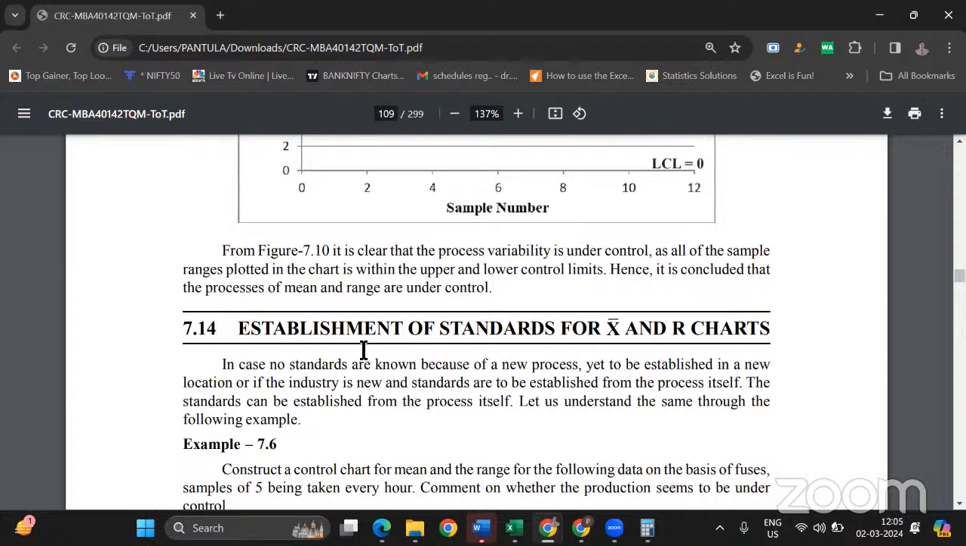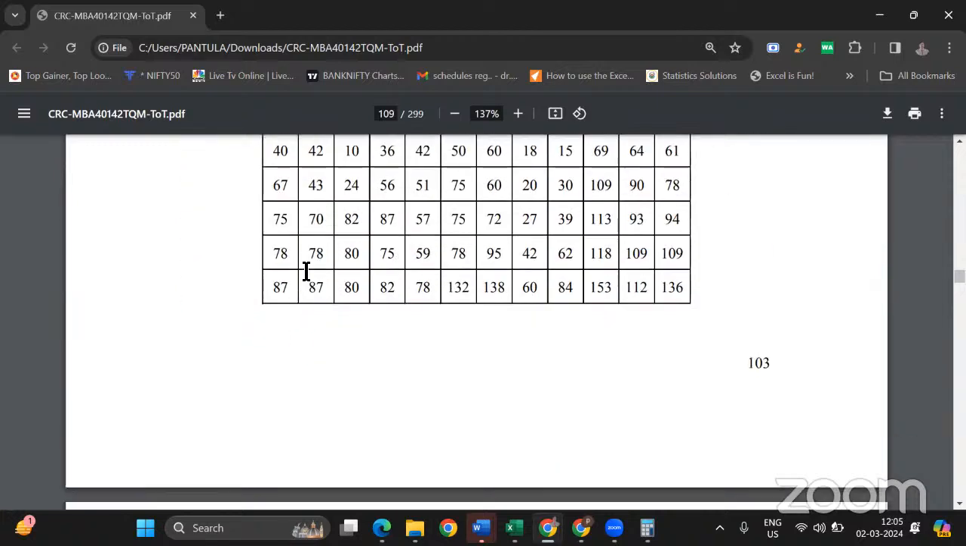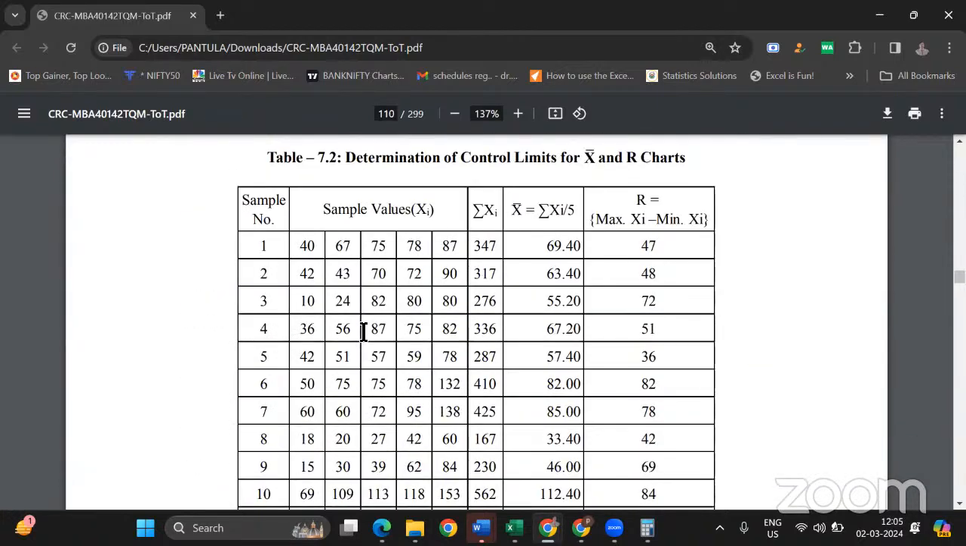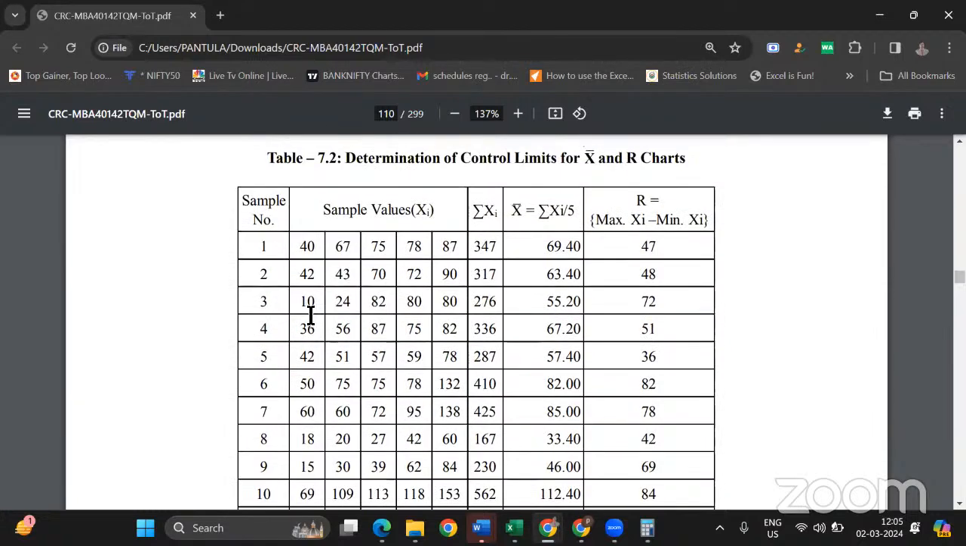Next, estimation of standard deviation for X bar and R charts. Here is the construction of the control chart for mean and range, using the data for fuses. A sample of 5 is taken every hour, with values like 40, 40, 42 given. For sample mean determination, sample numbers 1, 2, 3 up to 12 are given. We sum the values, and the summation divided by n gives the mean, and we also take the maximum of xi and minimum of xi.